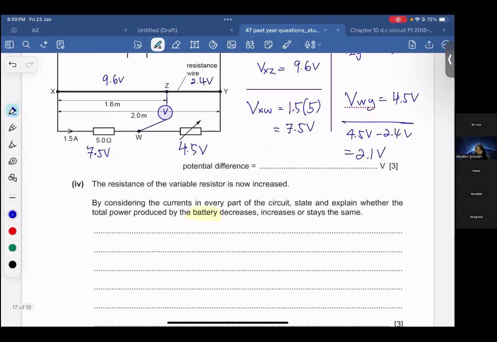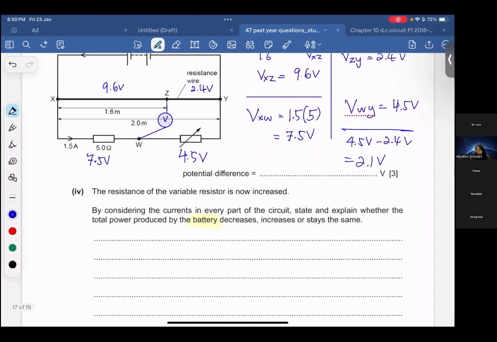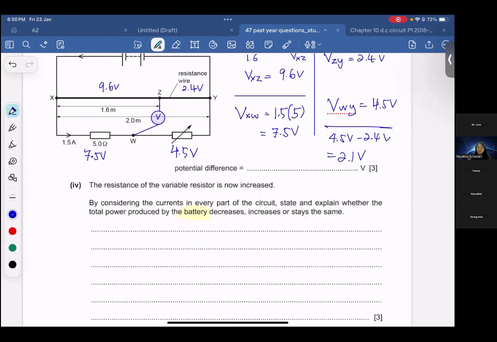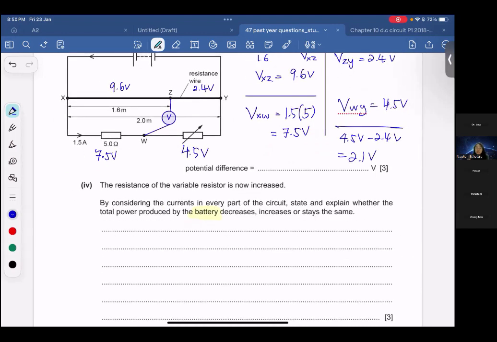Try to give me the answer. What's going on with the power? What will happen, or what is the effect on the power? It's 3 marks, so you have to explain 3 points. Chonghan, correct. Then you're trying to explain to get 3 points.